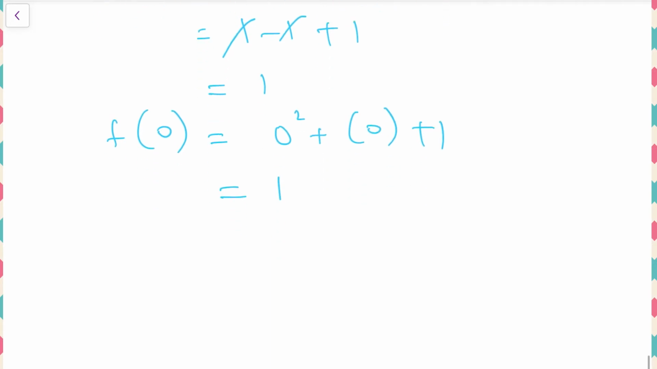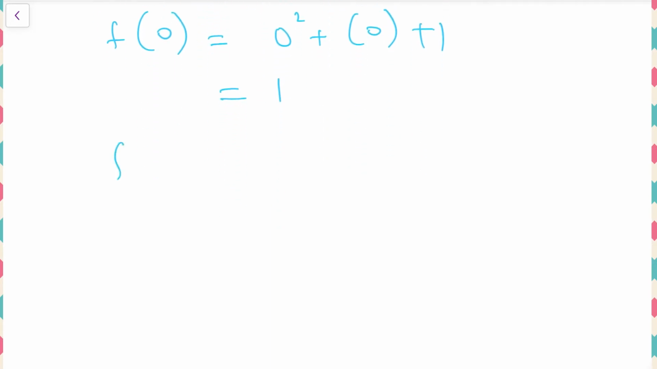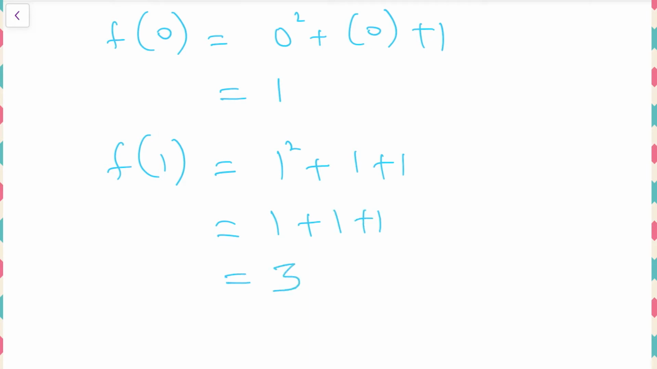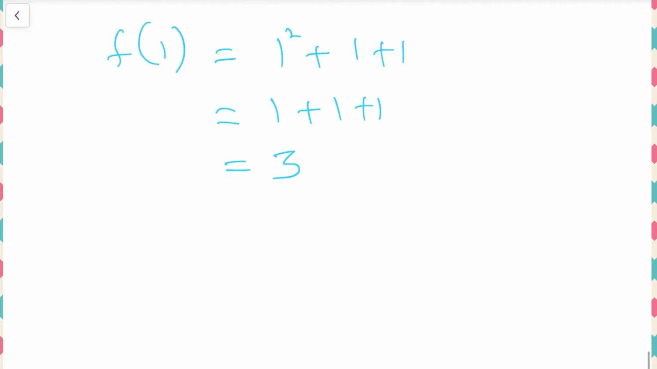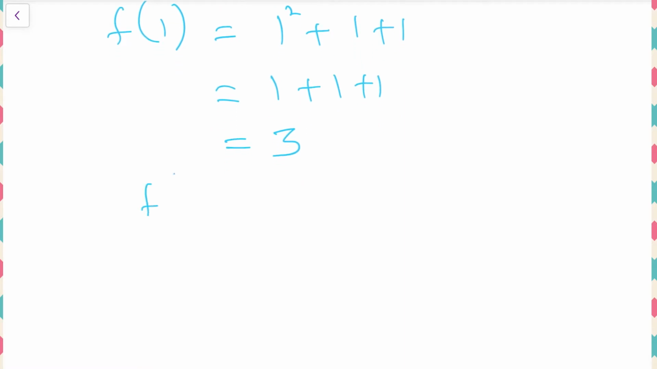Next I am going to substitute 1. F of 1 is equals to 1 square plus 1 plus 1. 1 square is 1, plus 1 plus 1. 1 plus 1 plus 1 is nothing but 3. Next I am going to substitute 2. F of 2 equals to 2 square plus 2 plus 1. 2 square is 4 plus 2 plus 1. 4 plus 2 is 6, 6 plus 1 is 7.